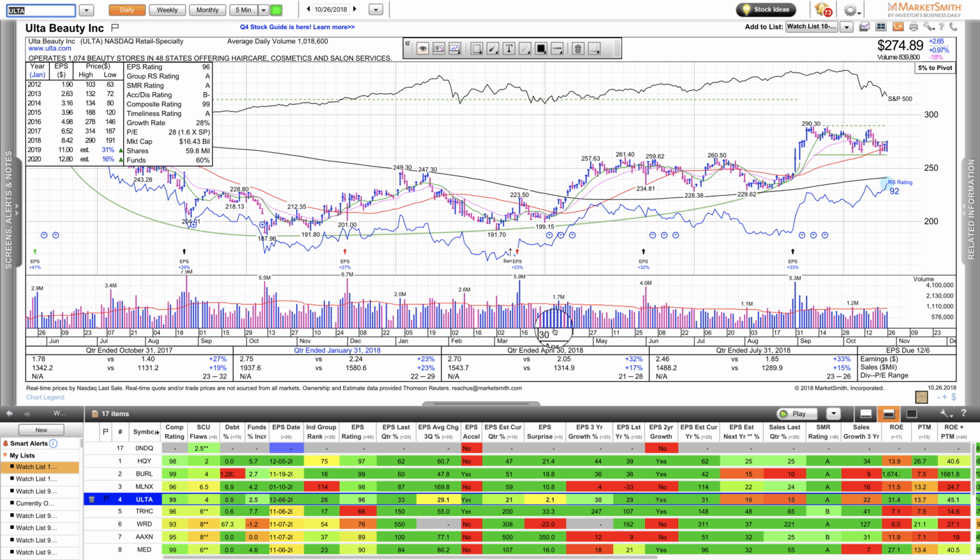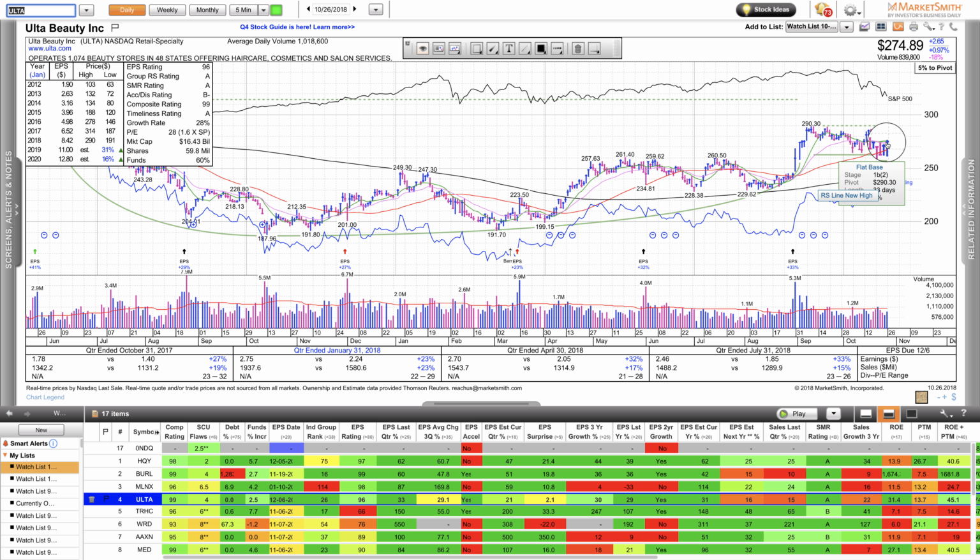ULTA, basing, RS line. Look at this, another retailer. People have been coming into retail. They're afraid of Silicon Valley right now. Okay, sales, 15%, not great. 33% earnings growth. 4 stock checkup flaws, no debt. ULTA, look at their earnings are expected to just continue to go as they open new stores and so forth. But it is still basing.